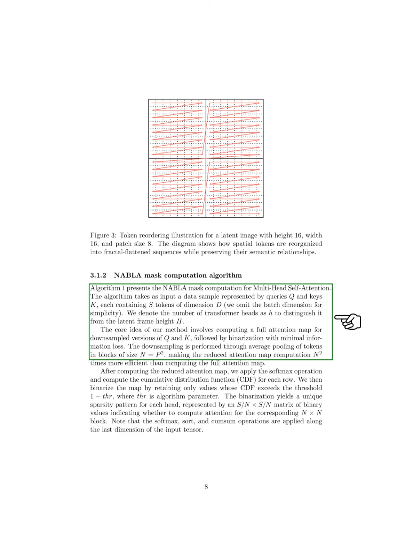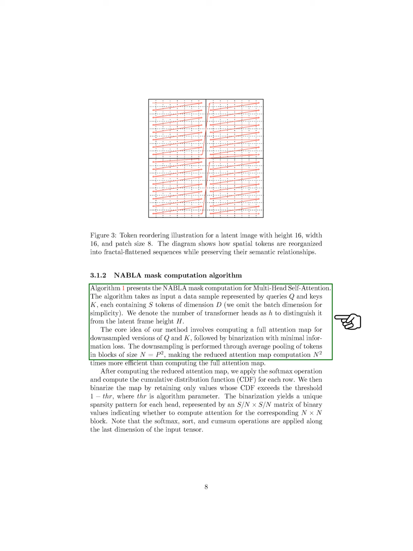Next, we describe the NABLA mask computation algorithm for multi-head self-attention. This algorithm takes input data represented by queries and keys, each containing S tokens of dimension d. We denote the number of transformer heads as h, which is different from the latent frame height h. Our method computes a full attention map for downsampled versions of q and k, followed by binarization with minimal information loss. We downsample by averaging tokens in blocks of size n, which makes the reduced attention map computation n squared times more efficient than the full attention map.